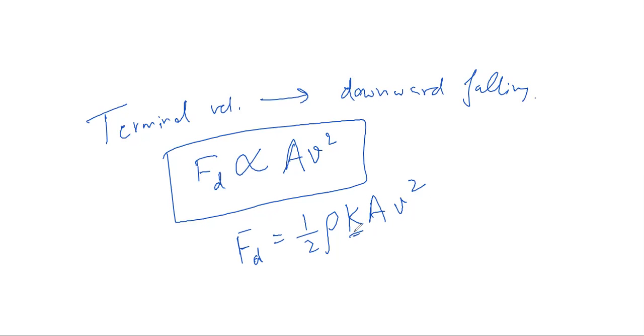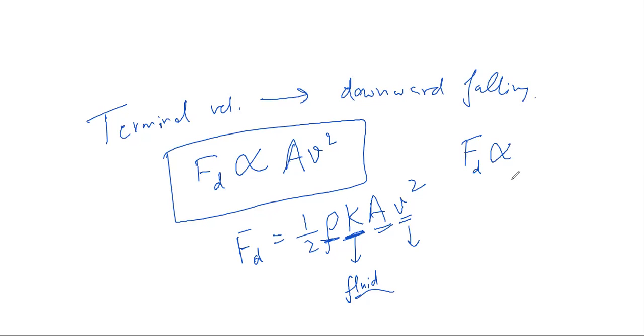This constant K depends upon the fluid through which that object is moving, on the nature of the fluid. Rho is the density of the medium. A is the area of the object which is facing the drag, the cross-sectional area of the object. And v is the velocity. You have to remember only this thing.